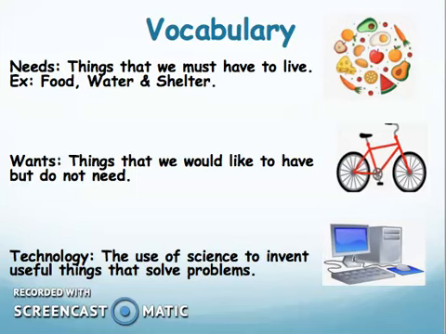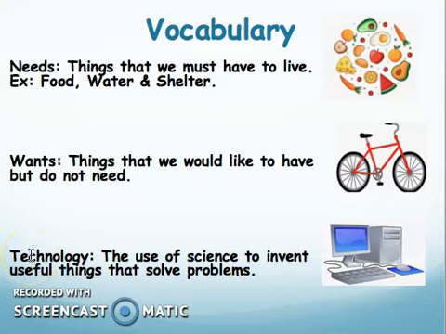So you should have just watched a video that reviewed needs and wants. So let's look at this. Needs, things that we must have to live. For example, food, water, and shelter, right? These are things that we need to have in order to live. Wants are things that we would like to have, but that we do not need. We don't need them to survive, but we like to have them. So for example, like a bicycle or a cell phone.